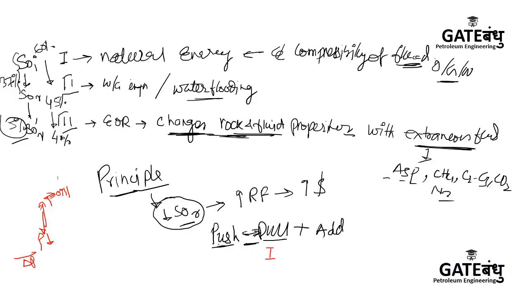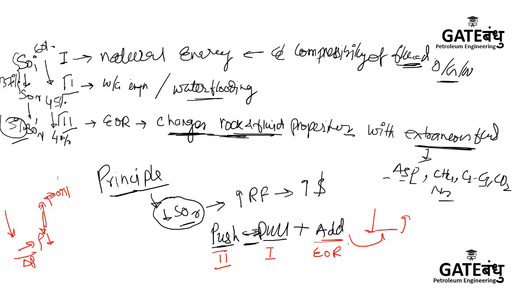Push is injection from behind, from the injection well, driving that oil from the reservoir to the production well. Here we call it secondary recovery. And in addition, EOR is there, which works in between these injection and production wells.